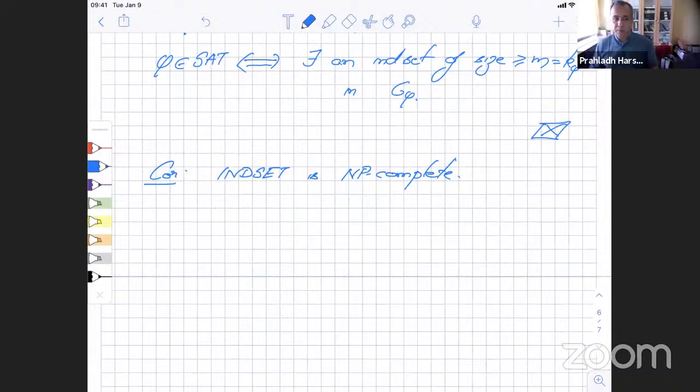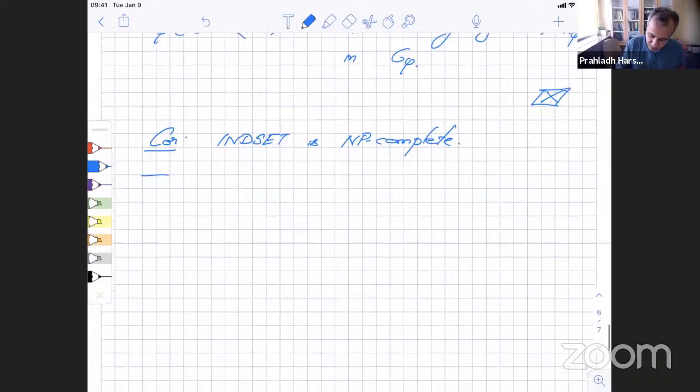Okay, so hopefully that tells you why the Cook-Levin theorem is a useful theorem to have. In the next half an hour or so, we will see a proof of the Cook-Levin theorem. Any questions? Let's go to the next. Yes, proof of the Cook-Levin theorem.